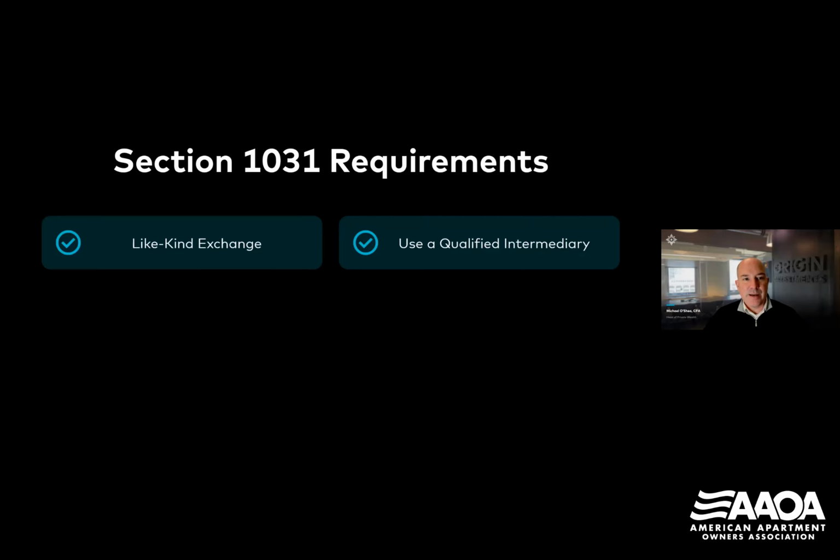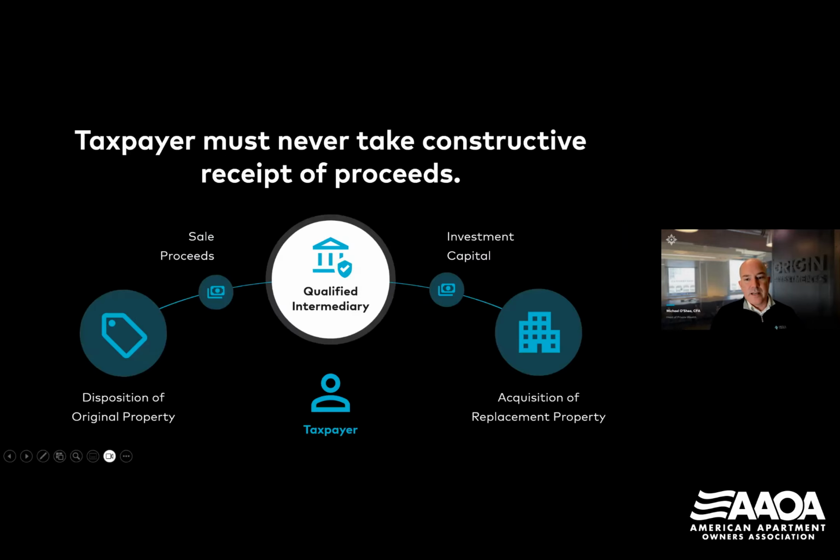An easy way to think about it is if the sale proceeds ever hit your pocket, you've just blown your exchange. So this is a very, very important part of the process. You must use a qualified intermediary. And I talked about that 45-day identification window a couple slides ago, and that is who you do your identification with. So you see the taxpayer here on the bottom, and it's sort of like a triangle over their head.